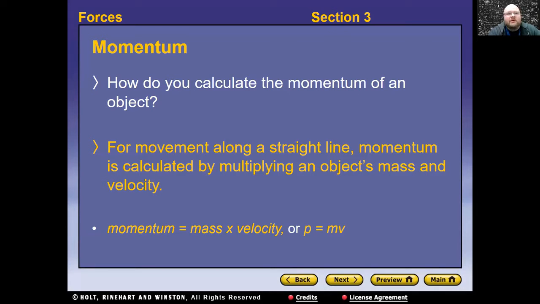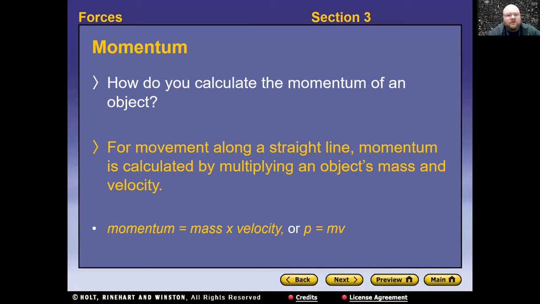When we think about momentum, for our purposes, we're going to think about things moving in a straight line. So for movement along a straight line, momentum is calculated by multiplying an object's mass times its velocity. So momentum equals mass times velocity.